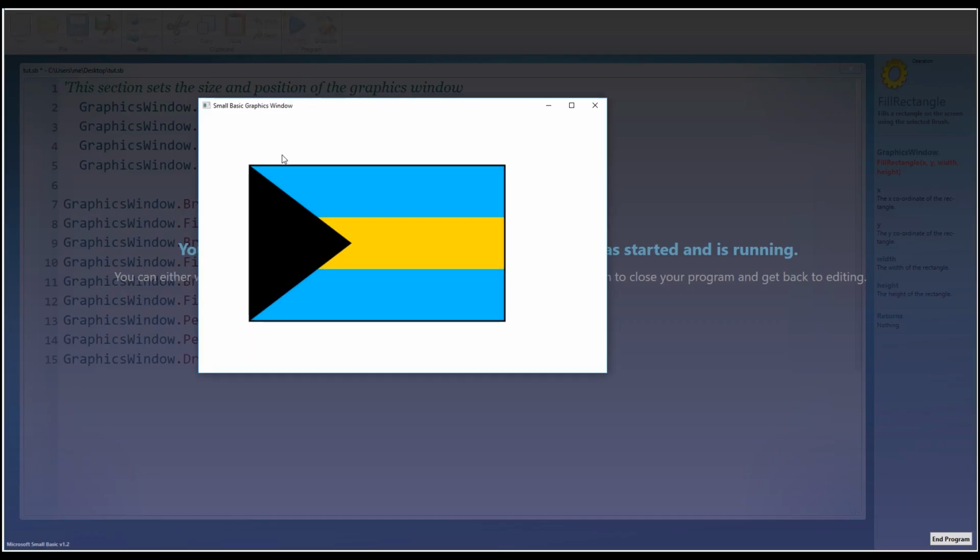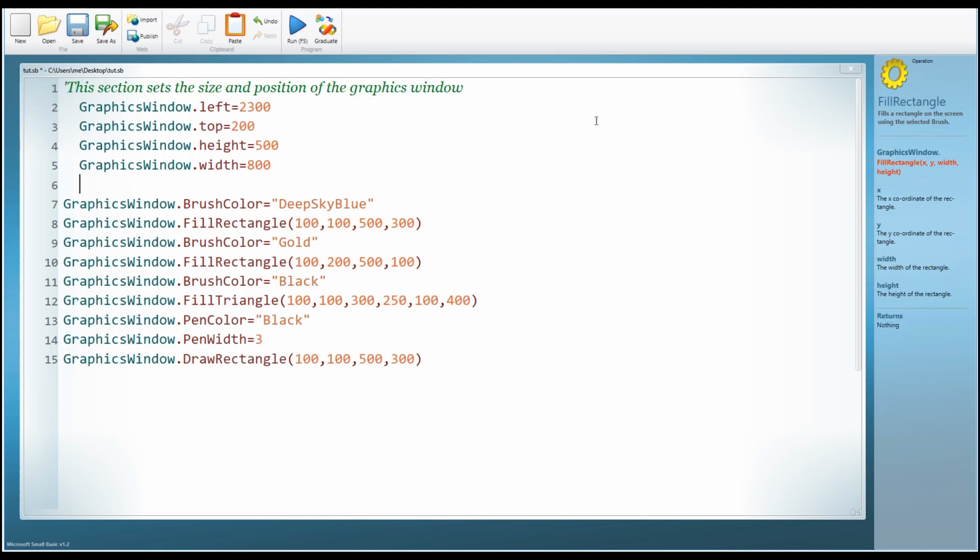So there's an example of the Bahama flag being done in Small Basic, and you can see the code here. And I'm going to go through the code. If you're particularly interested in wanting to compare mine to yours or to see how it was done, then feel free to pause the video and then copy the code. But let's move on now and have a think about how we can do ovals.